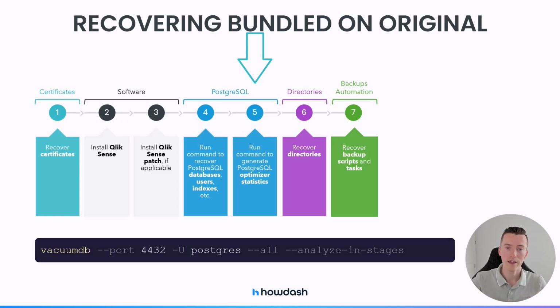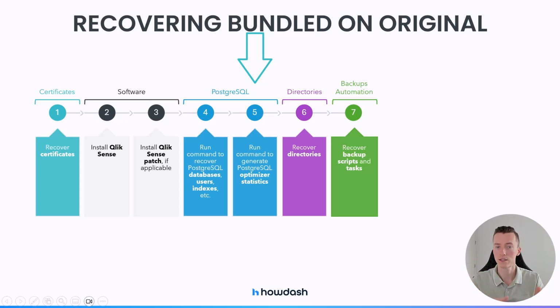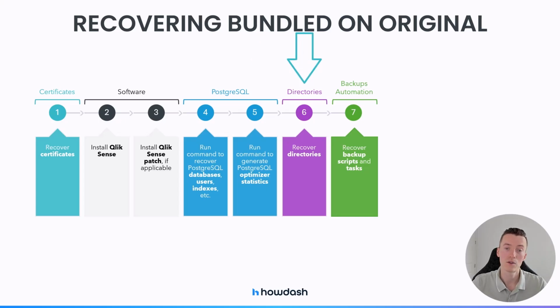Once you run that, you will have your certificates, Qlik Sense installed, contents of PostgreSQL brought back, and PostgreSQL ready to run at the optimal level, at which point you would recover the directories. As in the previous video, there are 4 common directories that you would want to back up, and those same common directories you would recover at this point, plus any other directories that are specific to your company or your team that you would need to be recovered, you would recover them at this stage.